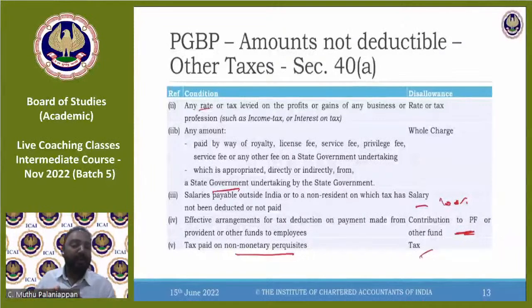When you say tax paid on non-monetary perquisites, it's a duty of the employer to pay tax on it. So whatever is paid is actually not an allowed expenditure in the hands of the employer. So these are all section 40A. With this, I'll just hold on and answer some of your questions and then come back.